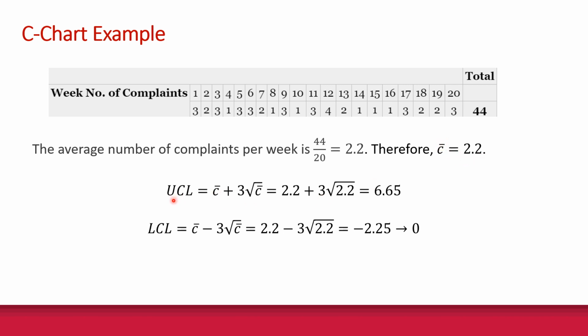From there, we can compute our upper control limit and lower control limit using the formula. Upper control limit, we get 6.65. The lower control limit, we get less than 0, so we set that to 0. We can't have a negative control limit.